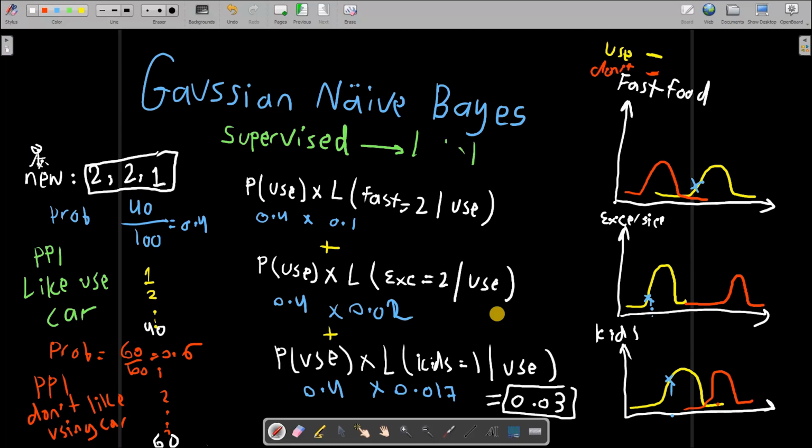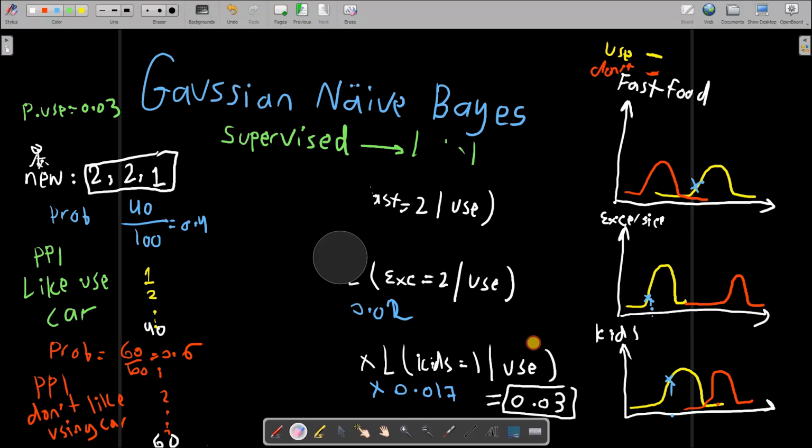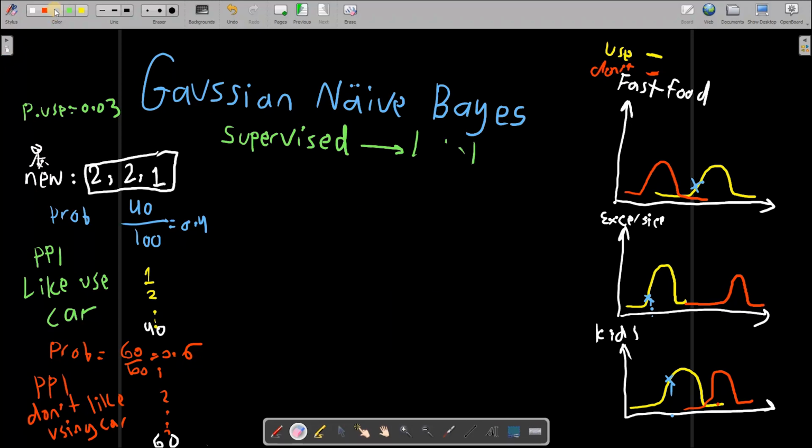So what we did here, we started with an initial guess saying that this person likes to use a car. And we got a score for uses a car. Let me register this over there. The probability that he uses a car is equal to 0.03. Okay, now we are going to repeat all of that, but for a different guess. And this different guess is going to be that he does not like to use a car.